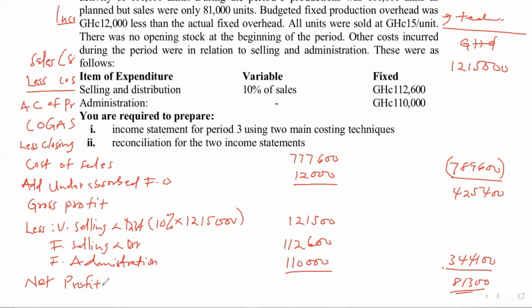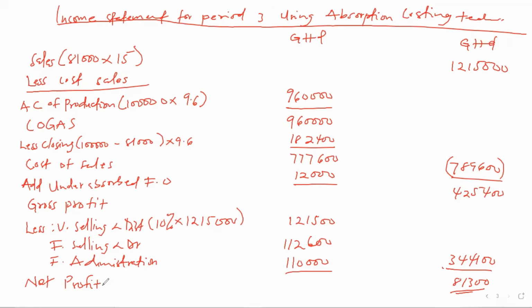So these are the two techniques that we are talking about. After doing these two, we have a way of checking if your answer is right. Normally, when you are asked to reconcile these net profits, you should get them right. If you are not getting the reconciliation right, then probably there is a mistake somewhere in your answer. So let's do the reconciliation.